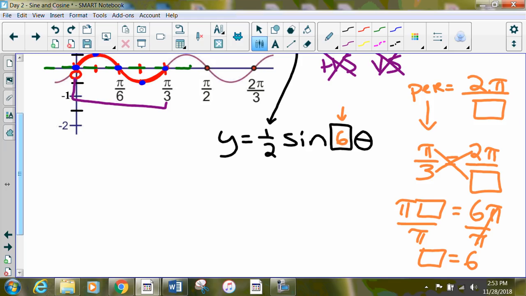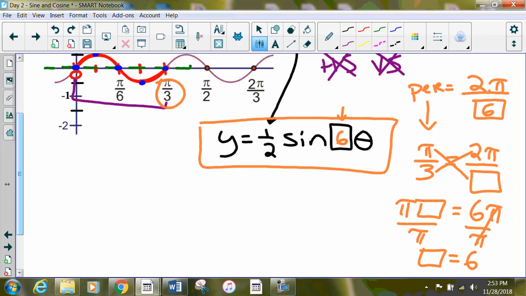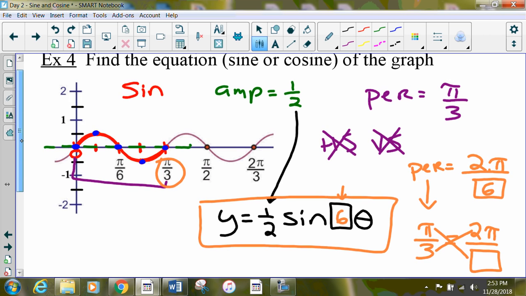Because of course, to find our period, we take 2 pi and divide it by 6, and what would we get once we simplified it? Pi over 3, which is our period. So this is our mystery equation. Or not our mystery equation, it's our equation to the mystery graph.